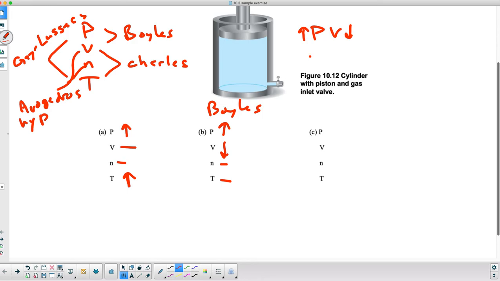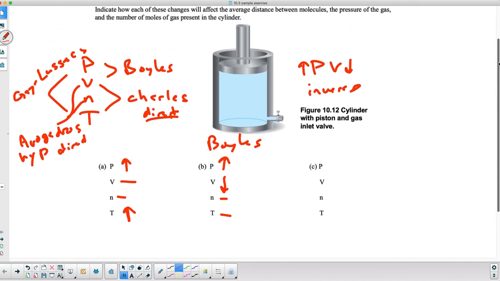It's inverse. We have our first inverse relationship. All the rest of them, as far as Charles, is direct. When one goes up, the other one goes up. That says direct. Avogadro's hypothesis is direct. When one goes up, the other one goes up. And Gay-Lussac's is also direct. Let's see what we got for the last one.